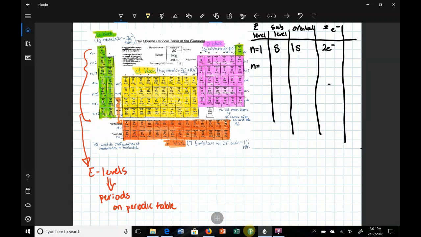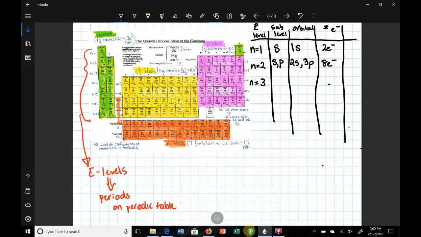When we move to the second energy level, notice that we have an s sublevel and a p sublevel. Here we have 1 s orbital, and how many did we have in our house? We had 3 p orbitals. And we can have a total of 8 electrons.